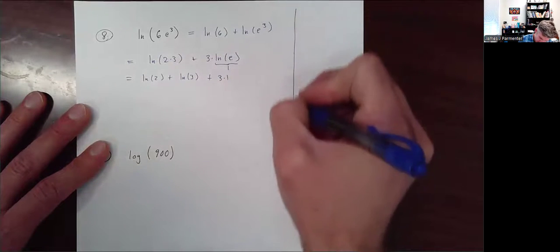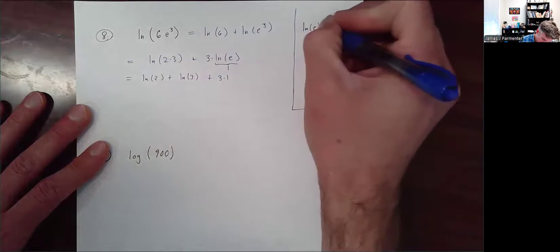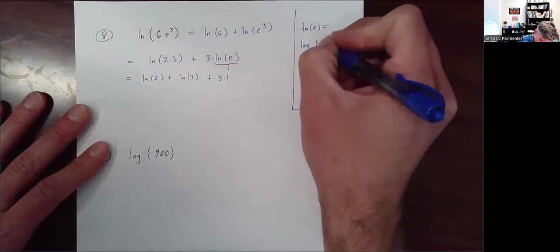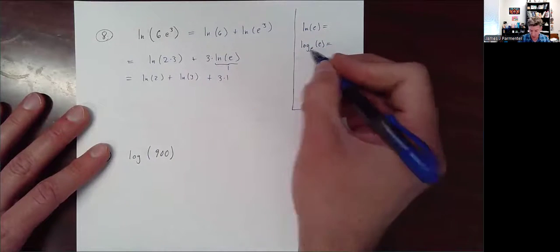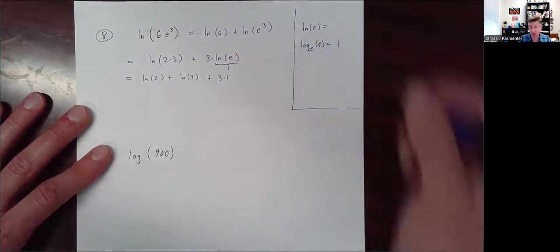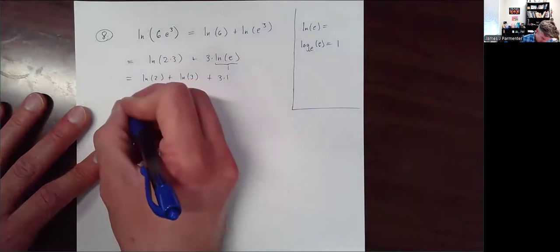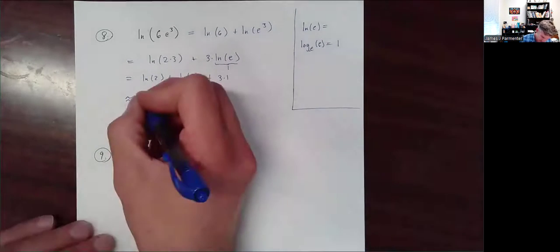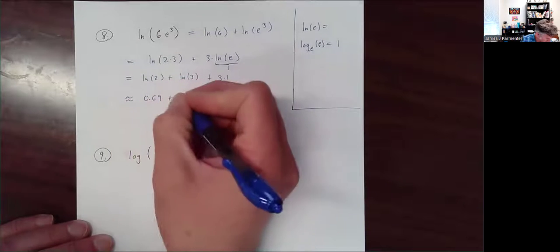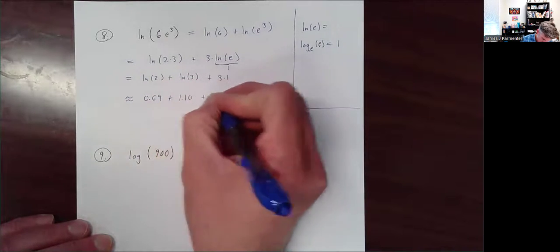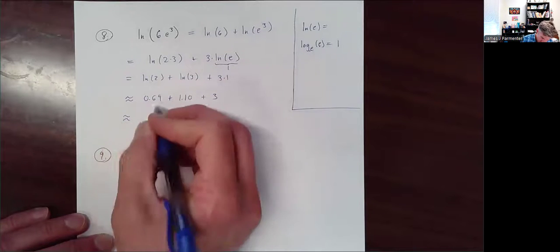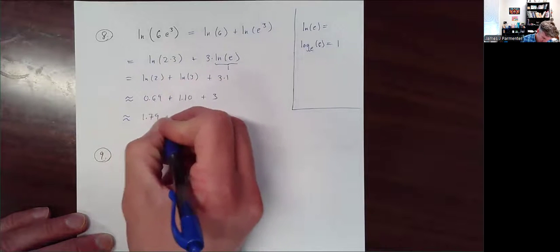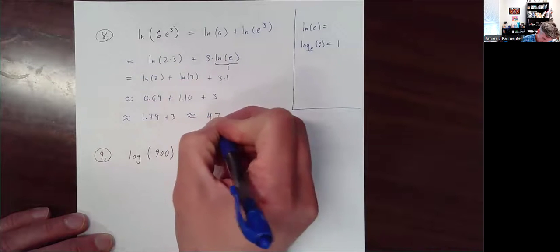Just off the side here, the natural log of e is really just an abbreviation for log base e of e. And so this says e to what power equals e? Oh, it's got to be 1. There's no other choice. So here we're going to get approximately the natural log of 2, which is what, 0.69? Yes. And then the natural log of 3, which is approximately 1.10, plus 3. So 0.69 plus 1.10 is 1.79, plus 3, which is going to be 4.79. Not too bad.